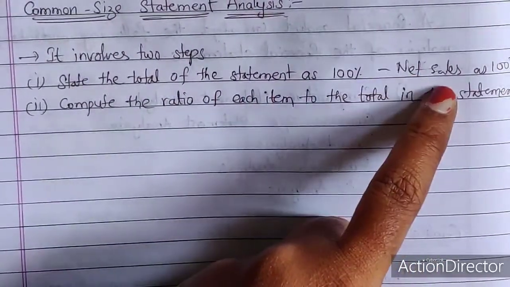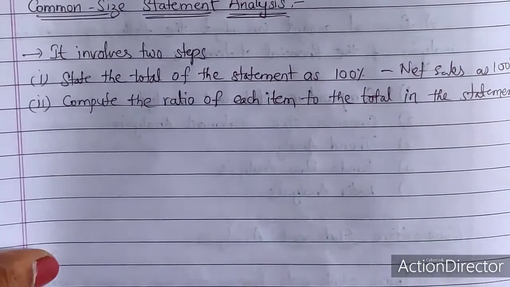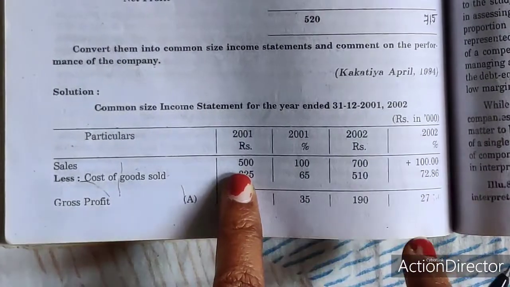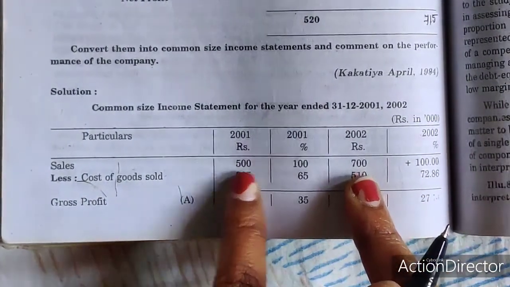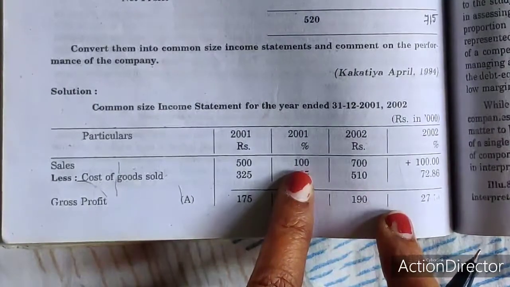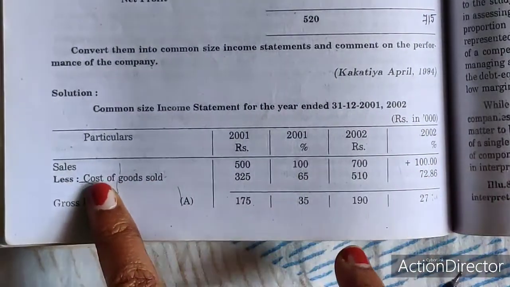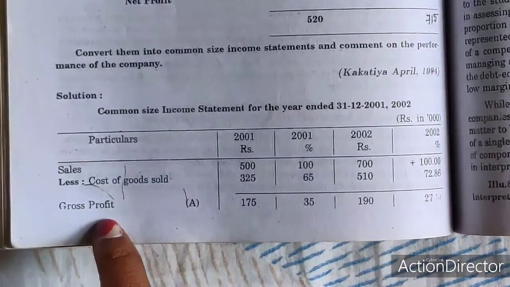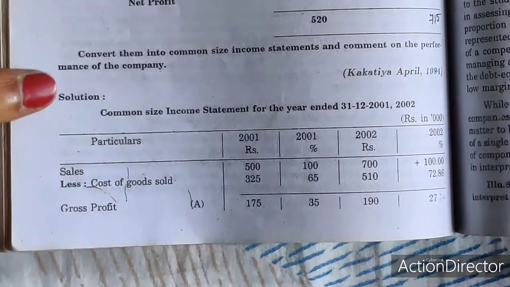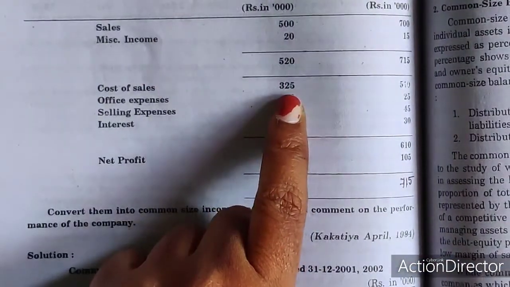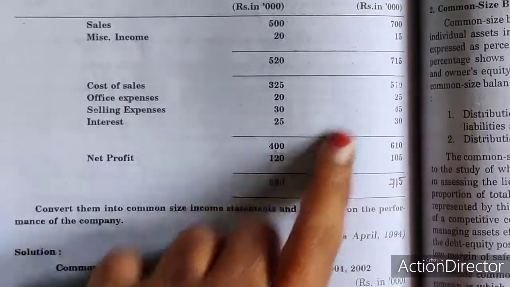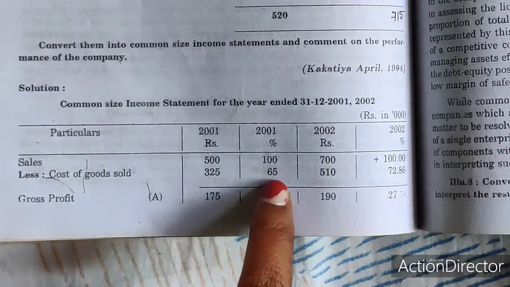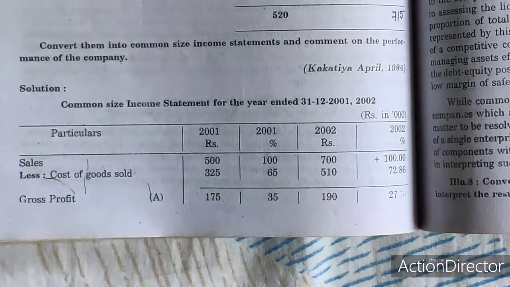So in this net sales, what is the percentage of the other items that we have to compute? Here sales is 500 and in the next year it is 700. So we will take this as 100%. Next one is less: from this net sales we have to less the cost of goods sold in order to get the gross profit. In the problem they have given us the cost of goods sold as 325 and in the next year it is 510. So we have to write here 325 and 510, and we need to find out what is the percentage.